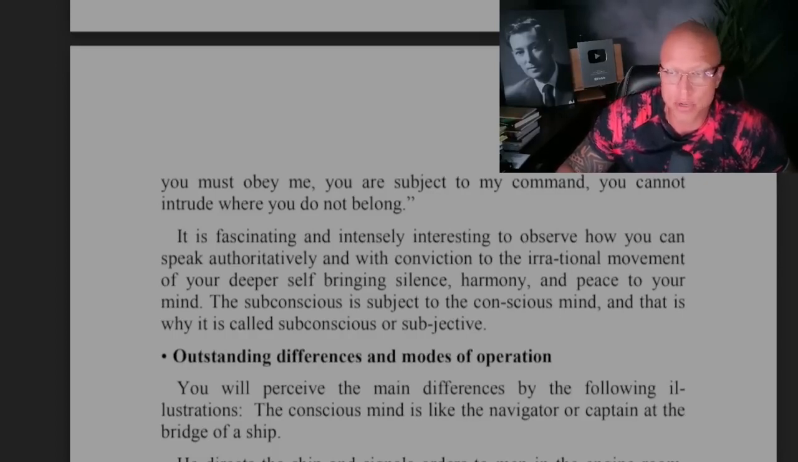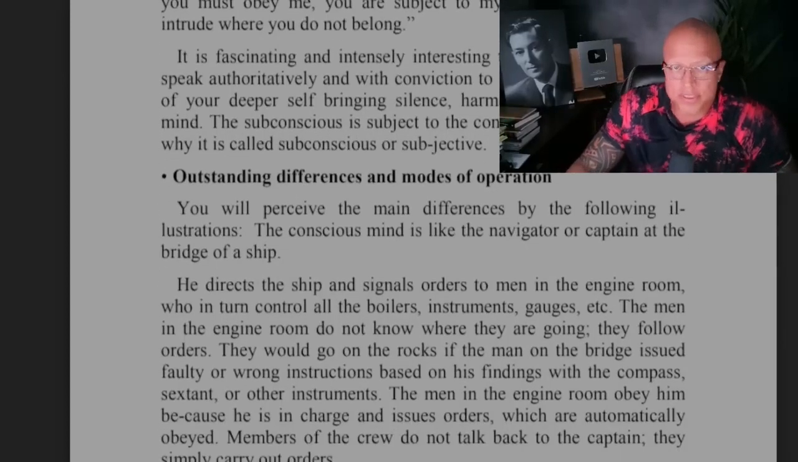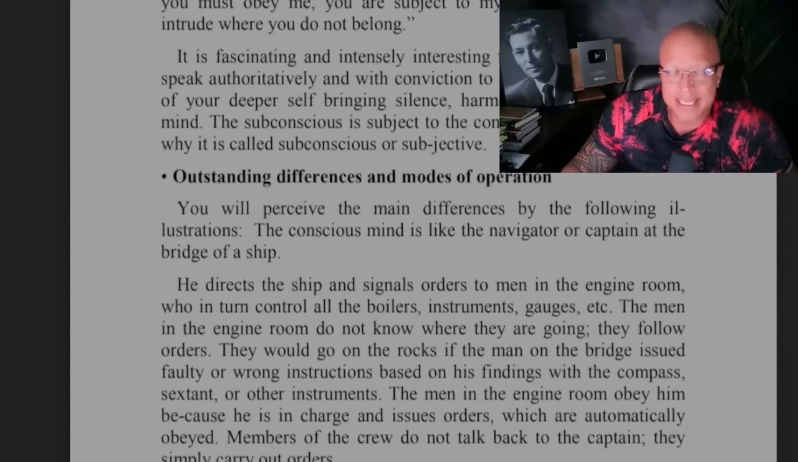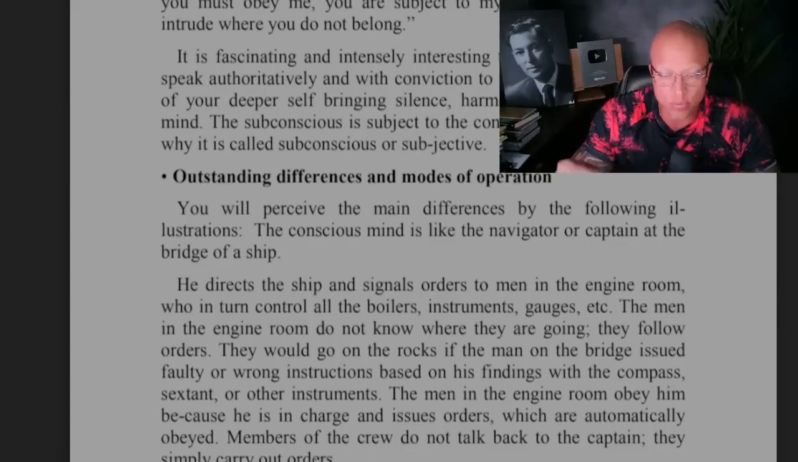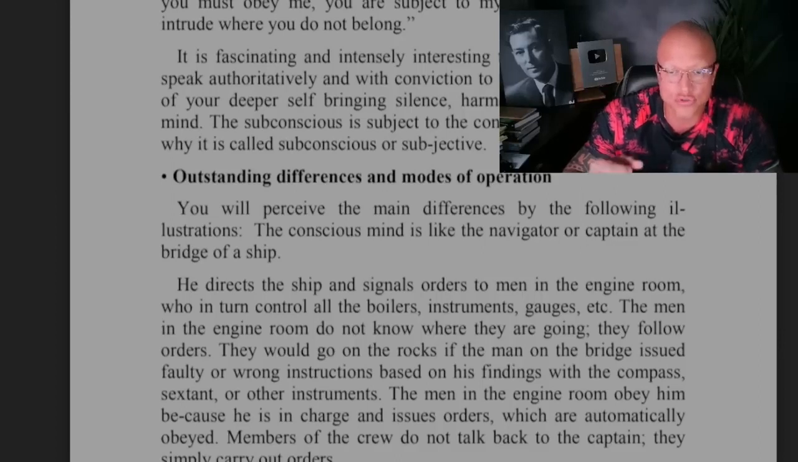Outstanding differences and modes of operation. You will perceive the main differences by the following illustrations. The conscious mind is like the navigator or captain at the bridge of a ship. So he directs the ship. This is a really good example to help people understand how the subconscious works with the conscious mind. The conscious mind is the navigator or the captain of the ship, basically controlling where it goes.